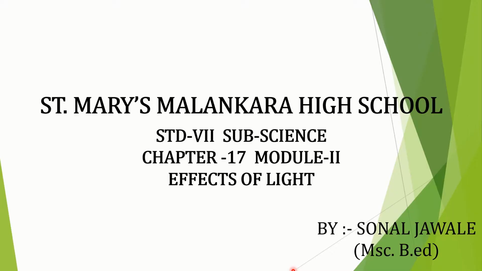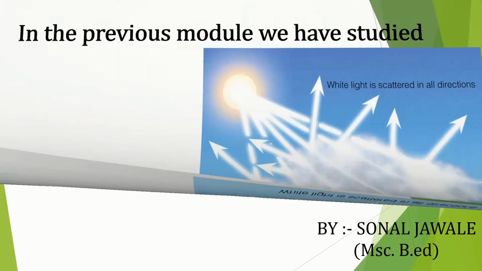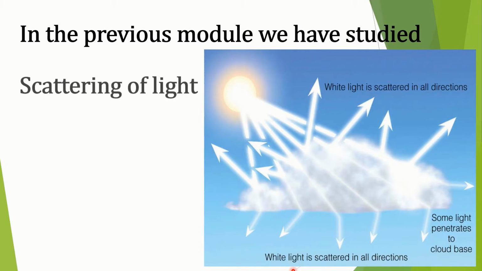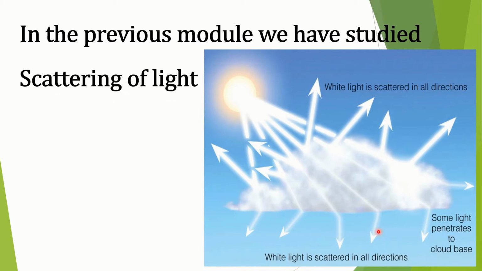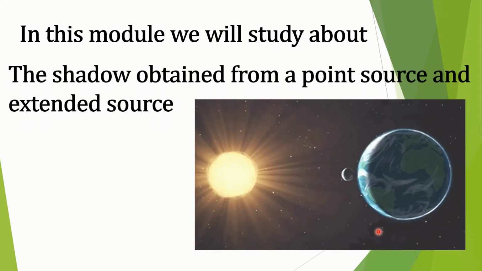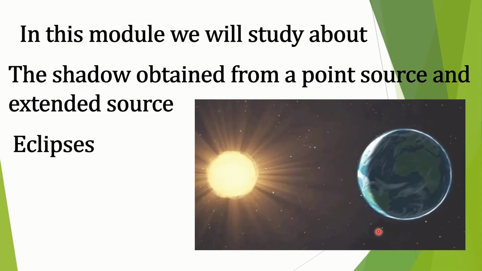We will understand Chapter 17, Effects of Light, Module 2. In the previous module, we have studied about scattering of light. In this module, we will study about the shadow obtained from a point source and extended source, and about eclipses.